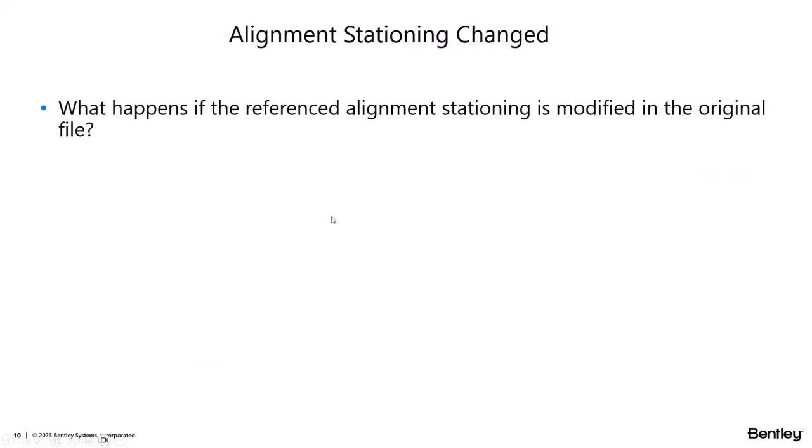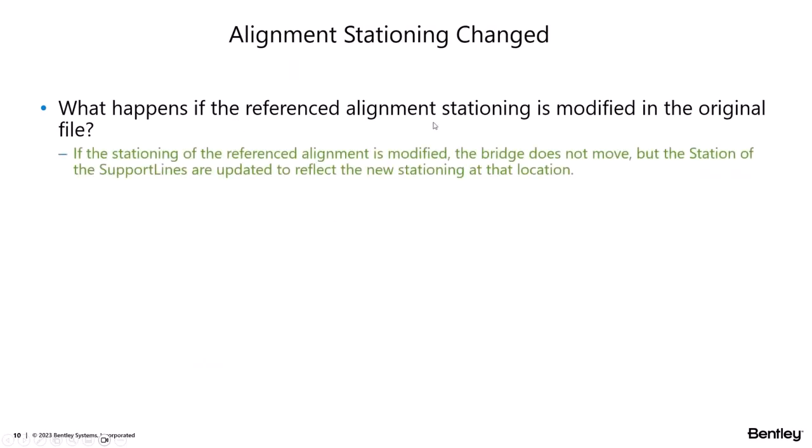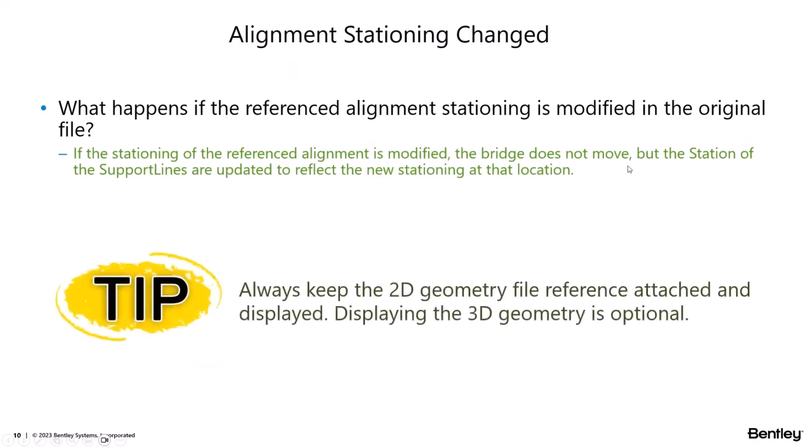So the good news is, if just the stationing gets modified, nothing else changes. The next time you open your bridge model, it always compares what it last knew the geometry as with what it is now. And if it sees that the stationing has changed, all it does is update the station values of the support lines. That's it. Nothing else. The bridge doesn't move or anything else. So you're good.